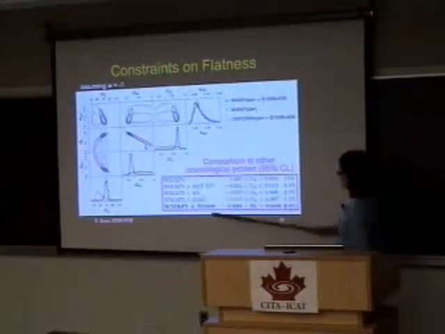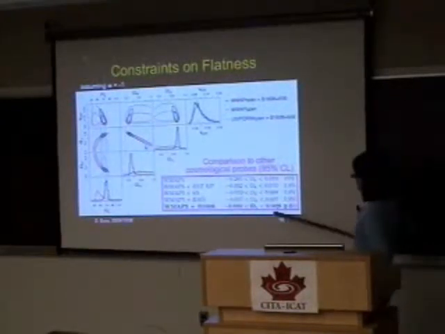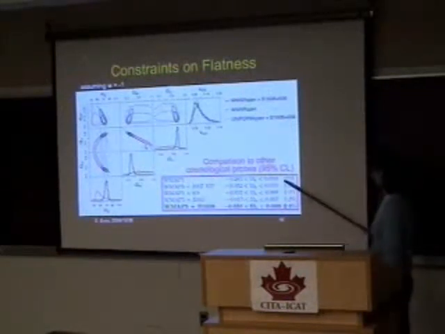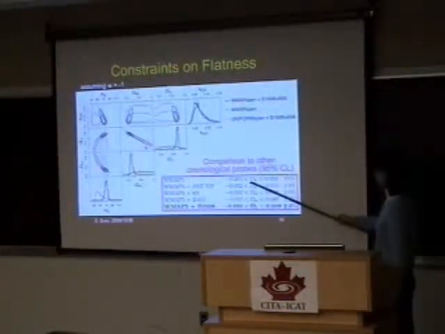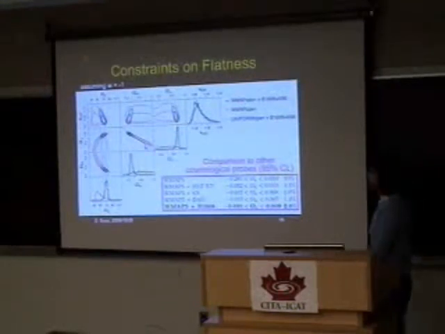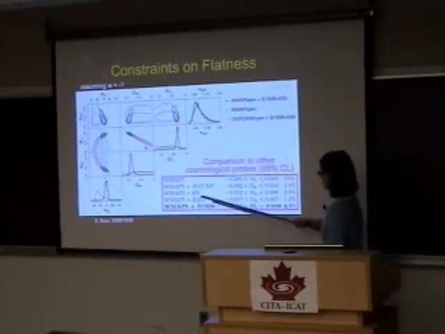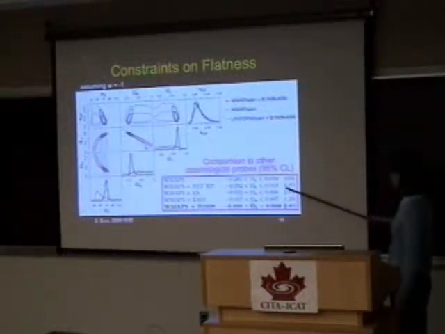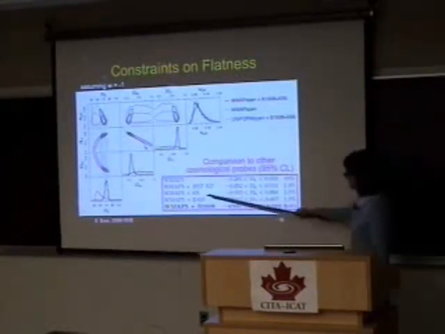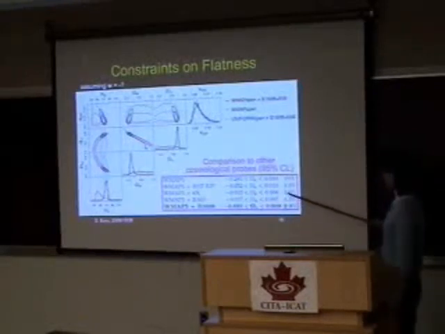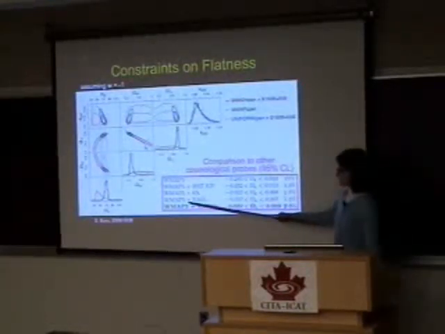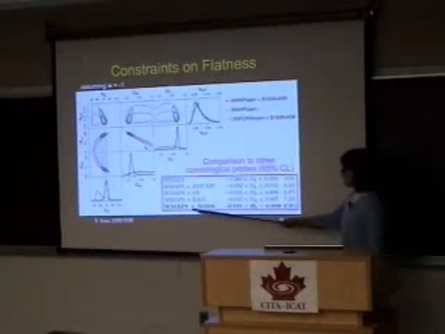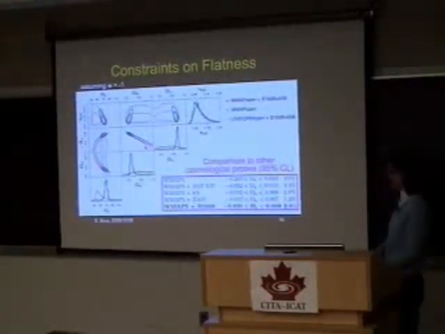If we compare this to other cosmological probes, this is the table. WMAP 5-year result alone shows weak constraint on flatness, whereas the curvature parameter is 1 minus omega lambda minus omega m. WMAP plus key project, significant improvement in the precision. Supernovae, 2%. WMAP plus BAO, very tight constraint, 1.2%. And WMAP plus 1608, 2%.